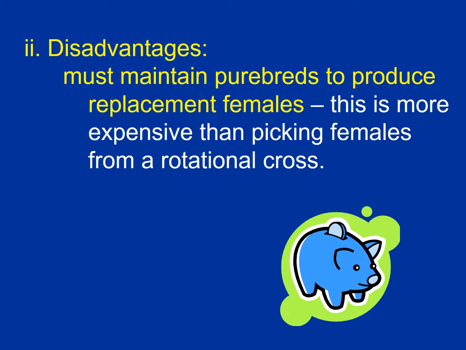There are just a couple of disadvantages. I guess one main disadvantage is that we need to maintain purebreds to produce the replacement females. And in the previous video we had talked about a rotational system in which we can just select the females from our market animals. But here we have to have a designated breeding program to produce those F1 gilts. And this would be more expensive than just selecting our females from the market animals.